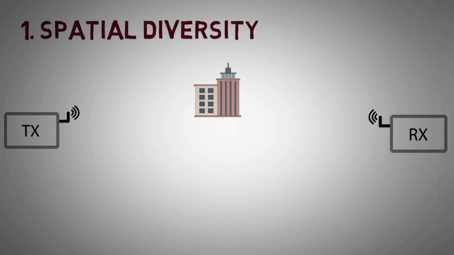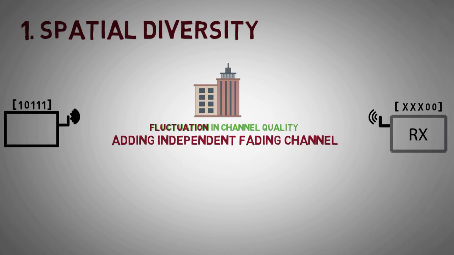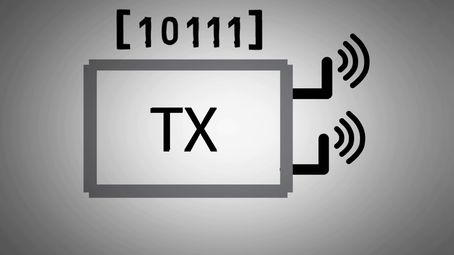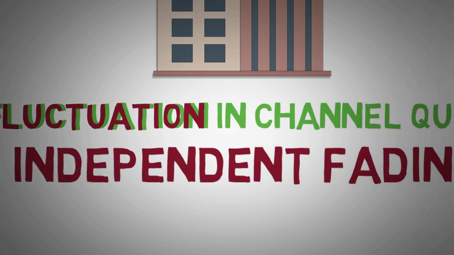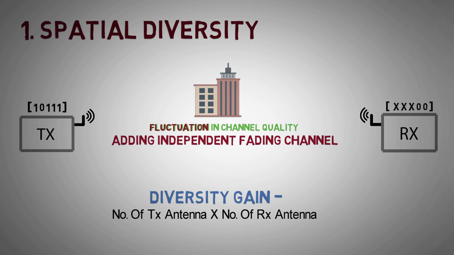Consider a system where a data stream 10111 is transmitted through a channel with deep fades. Due to fluctuation in the channel quality, the data stream may get lost or so severely corrupted that the receiver cannot recover it. The solution to combat the rapid channel fluctuation is to add independent fading channels, by increasing the number of transmitting antennas or receiving antennas or both. So in brief, spatial diversity techniques are where the same information is sent or received across independent channels to combat fading. Here diversity gain is defined as the number of transmitting antennas times the number of receiving antennas, which is equal to 1.